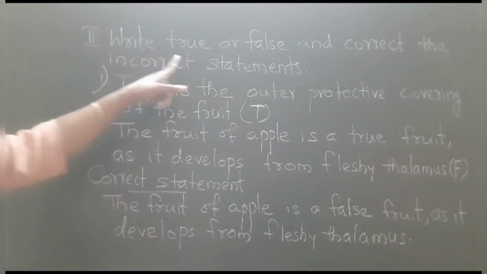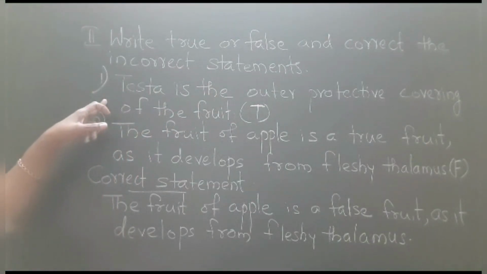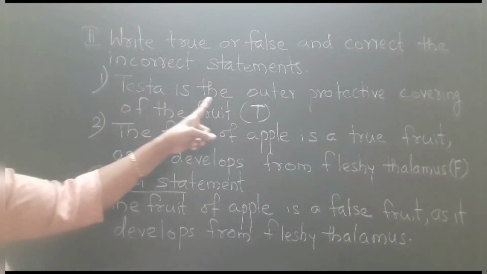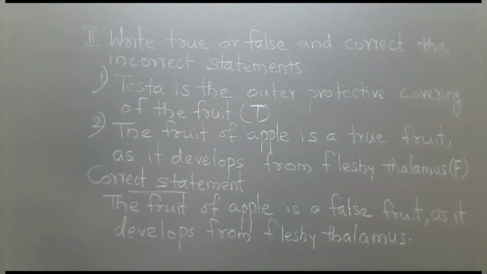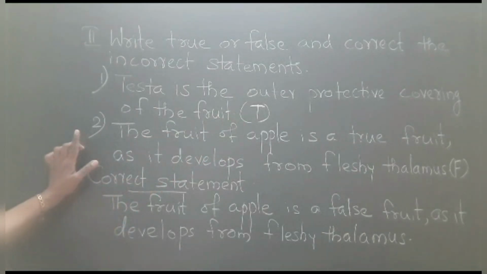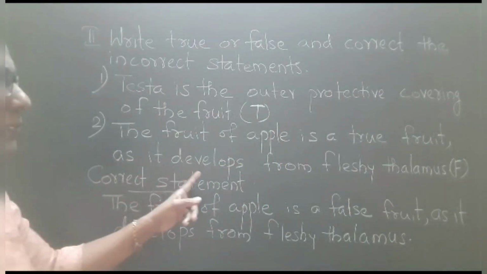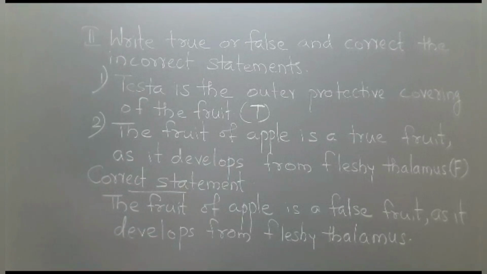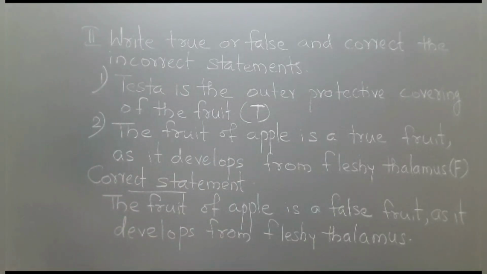Number 2. Write true or false and correct the incorrect statement. First one is, testa is the outer protective covering of the fruit. Testa is the outer protective covering of the fruit, which is true. Second one, the fruit of apple is a true fruit as it develops from fleshy thalamus. The statement is false. The correct statement is, the fruit of apple is a false fruit as it develops from fleshy thalamus.